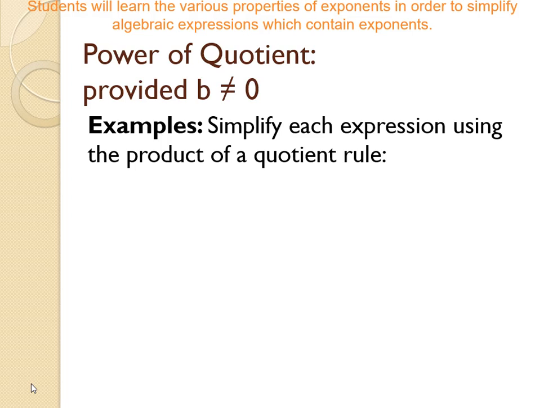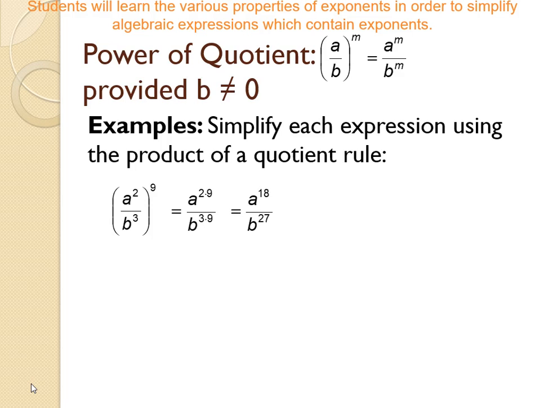Power of a quotient, very simple. Same thing as power of a product, the difference being that b can't be 0 because you can't divide by 0. So we simplify each expression. That means everything's going to the 9th power. So a to the 2 times 9, b to the 3 times 9: a to the 18 divided by b to the 27.